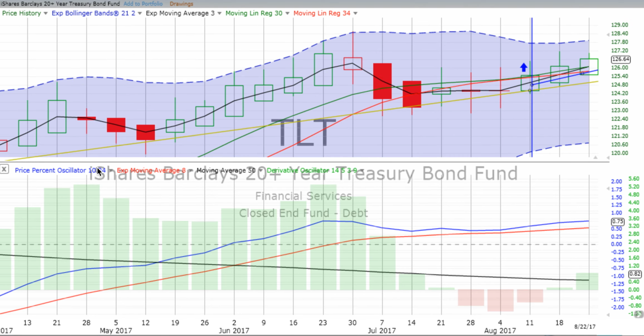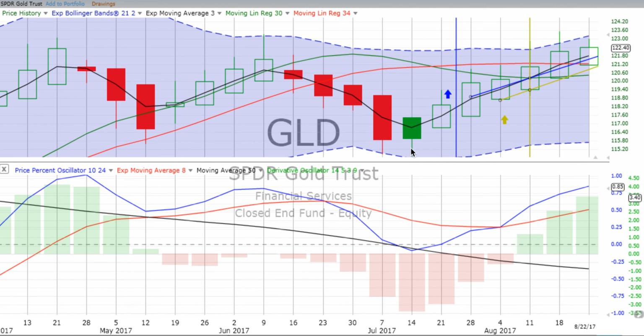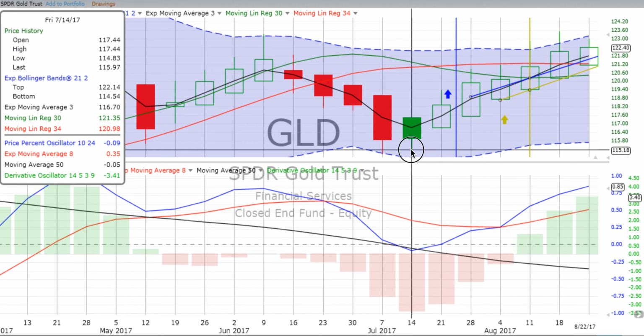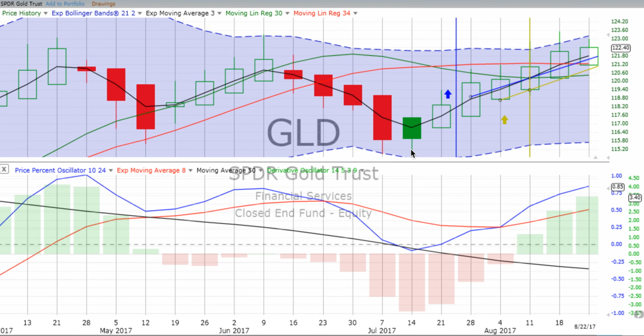Lastly, we'll look at gold, down 0.45%. Of course, we've got 6 weeks of up movement, actually going on 7 weeks, if you count the first week of the turnaround, which is a filled-in green box. We actually are going into the 7th week of up movement in gold. Derivative oscillators are still moving up strongly, as is the price percent oscillator.